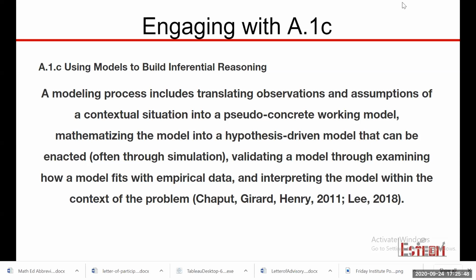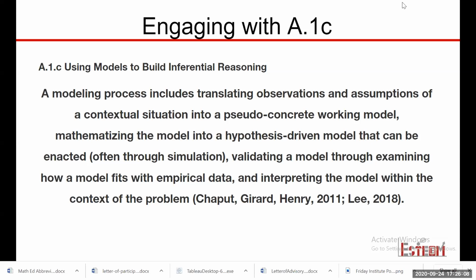So to do that, we're going to engage with an activity that's in the very beginning. It's a read and watch activity in the inferential reasoning module. And it really is focusing on how do you use models to build inferential reasoning.